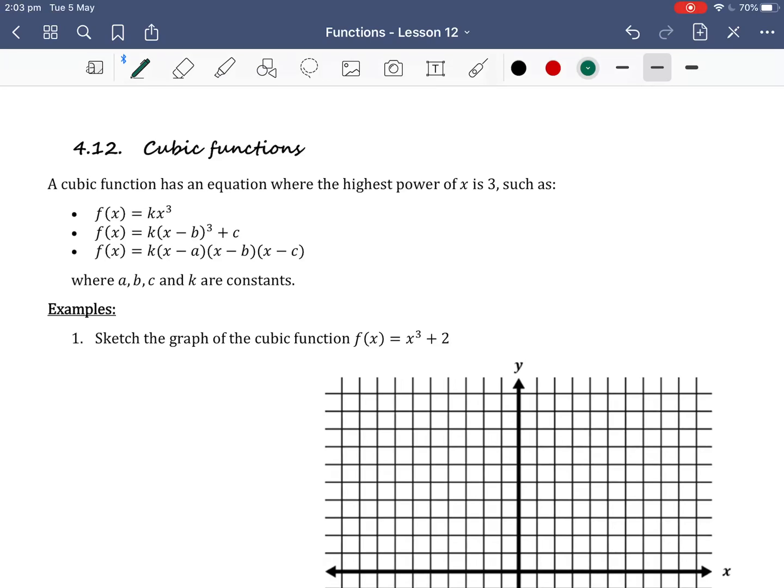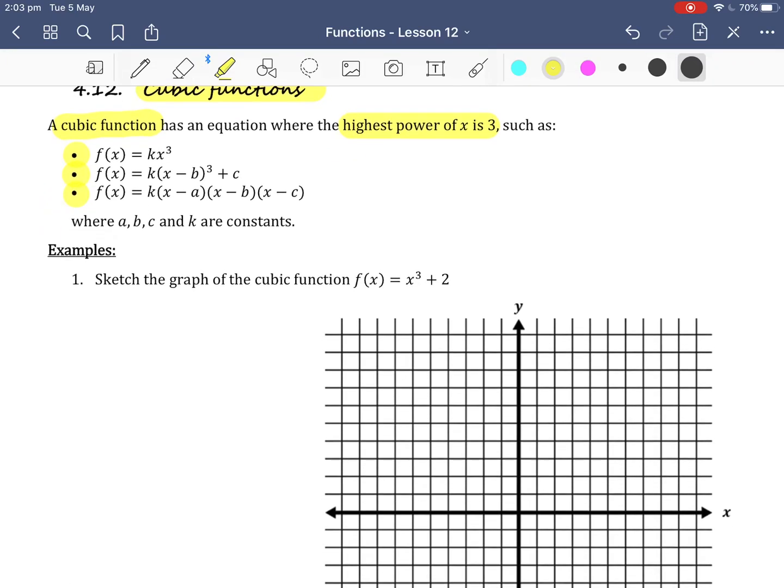Today we're continuing on with the topic of functions and we're learning about cubic functions. So a cubic function has an equation where the highest power of x is 3, such as f(x) = kx cubed, f(x) = k(x - b) cubed + c, or f(x) = k(x - a)(x - b)(x - c). This is where a, b, c, and k are constants. We're going to have a look at some examples today.